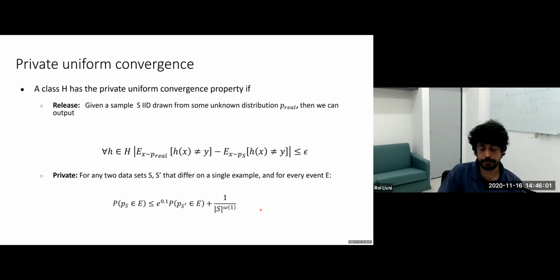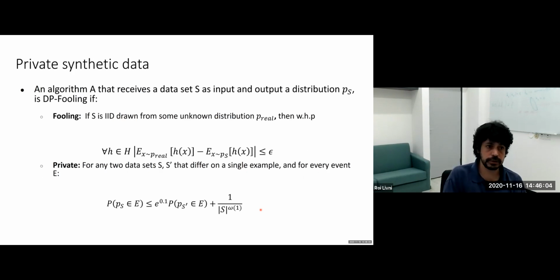Now, this is completely equivalent, and perhaps it's much easier to think about another notion called private synthetic data. So what is private synthetic data? You have an algorithm that receives the data set, and you want to output a new distribution that is differentially privately fooling, which means that the expectation of every hypothesis in your class, or what you would call a discriminator in this setting, behaves roughly like over the real distribution. So this synthetic distribution looks exactly like the real distribution if the tests that we're making come from this class, and the synthetic distribution needs to be private. So given the data, you output the synthetic distribution privately.